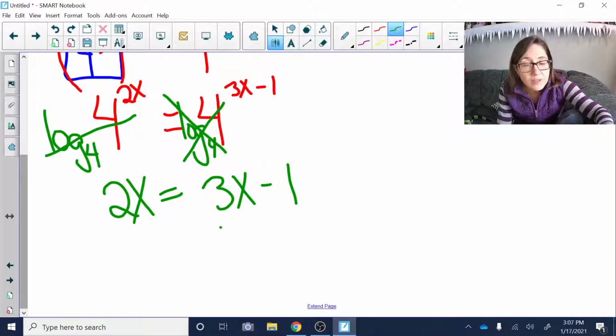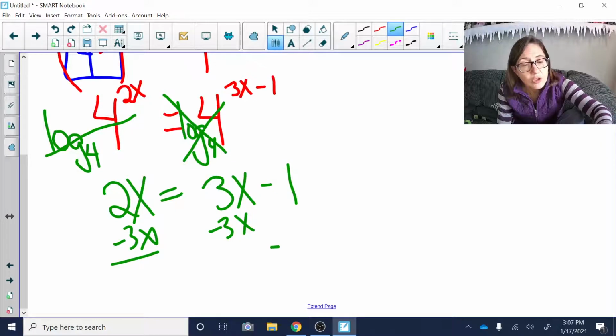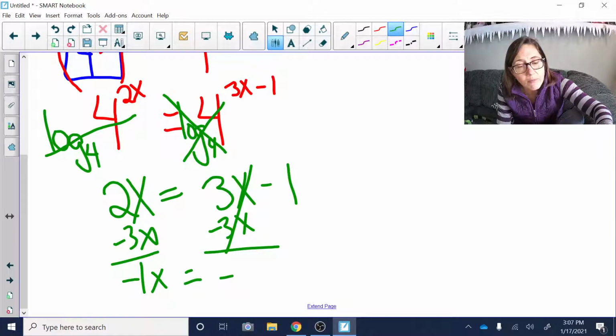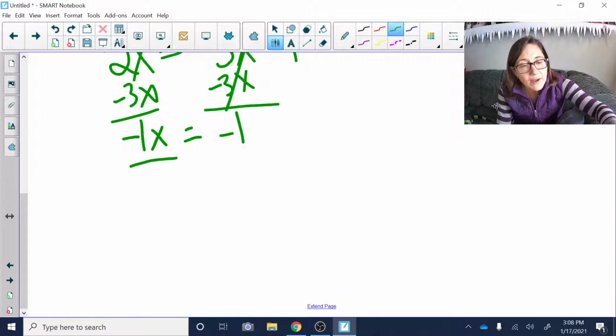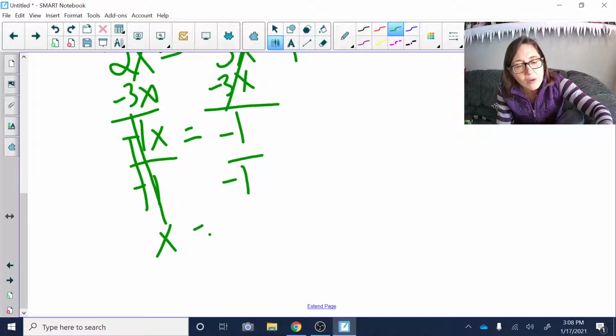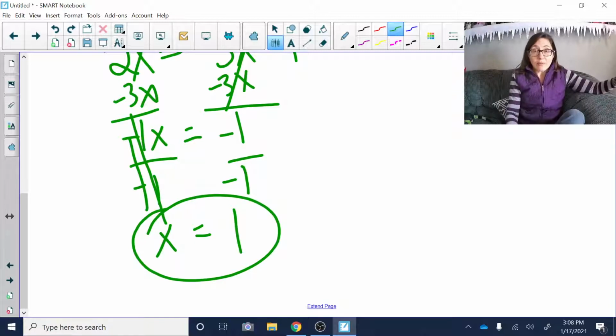We could subtract 3x on both sides. So we'll get negative 1x equals negative 1. So if I divide both sides by negative 1, x equals a positive 1 because the two negatives would cancel. So x equals 1.